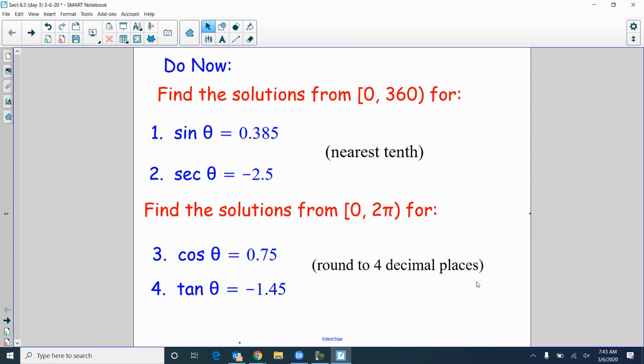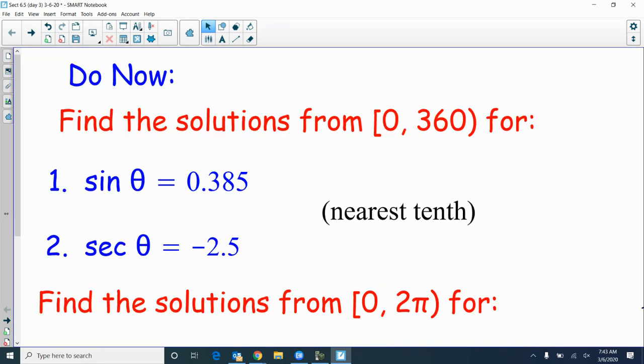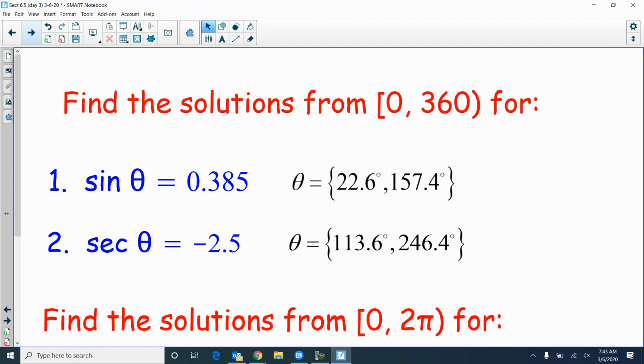Right, answers for these. I think that's going to be the easiest. As you take a look, I just want to give you an opportunity to double check, make sure you're doing them right, and then figure out, if we are getting wrong answers, how we can fix them. So for the first one, you get 22.6 degrees and then 157.4 degrees.